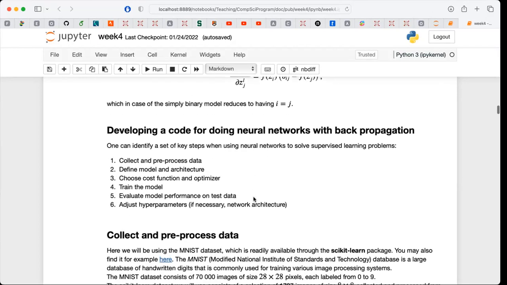So when you develop a code for doing neural networks with the backpropagation algorithm, there are several things you need to think of. So one is to collect and pre-process the data. You need to actually set up the data which you want to feed in. And we are going to discuss a little bit here how you can do that. This MNIST data set makes life easy because scikit-learn actually has this MNIST data set included, and it transforms it already for you. So we don't need to think in this specific case.